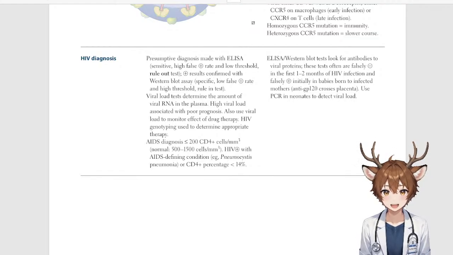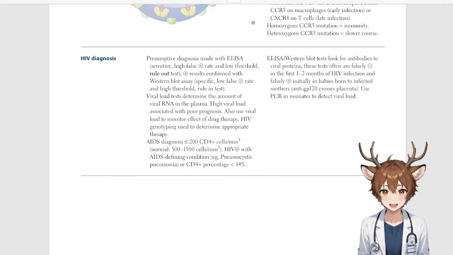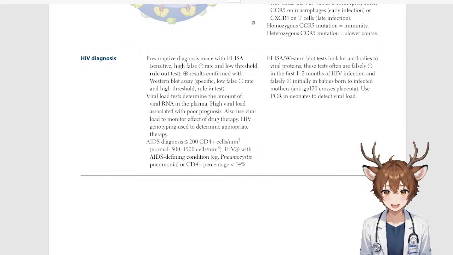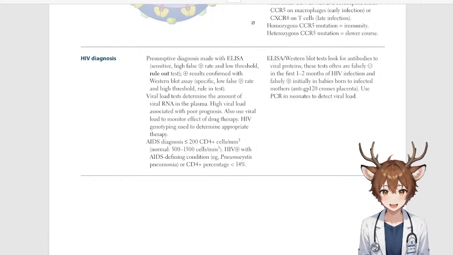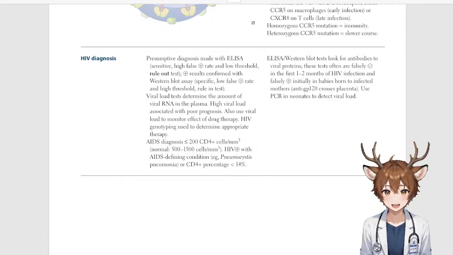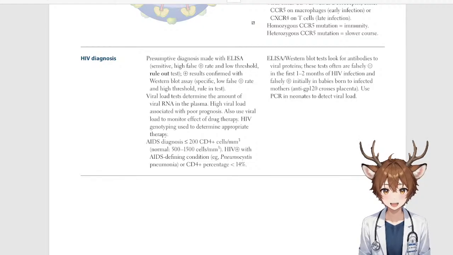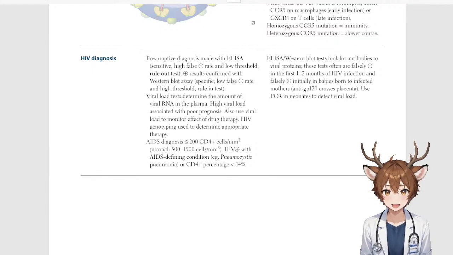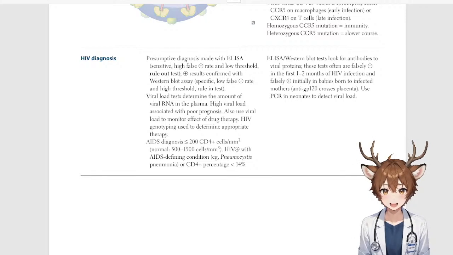HIV RNA tests detect elevated HIV RNA and can be qualitative or quantitative. NAAT is qualitative and is a sensitive method to detect HIV viremia in antibody-negative patients. Viral load tests like RT-PCR are quantitative and determine the amount of viral RNA in the plasma. They're used to monitor the response to the treatment and transmissibility.